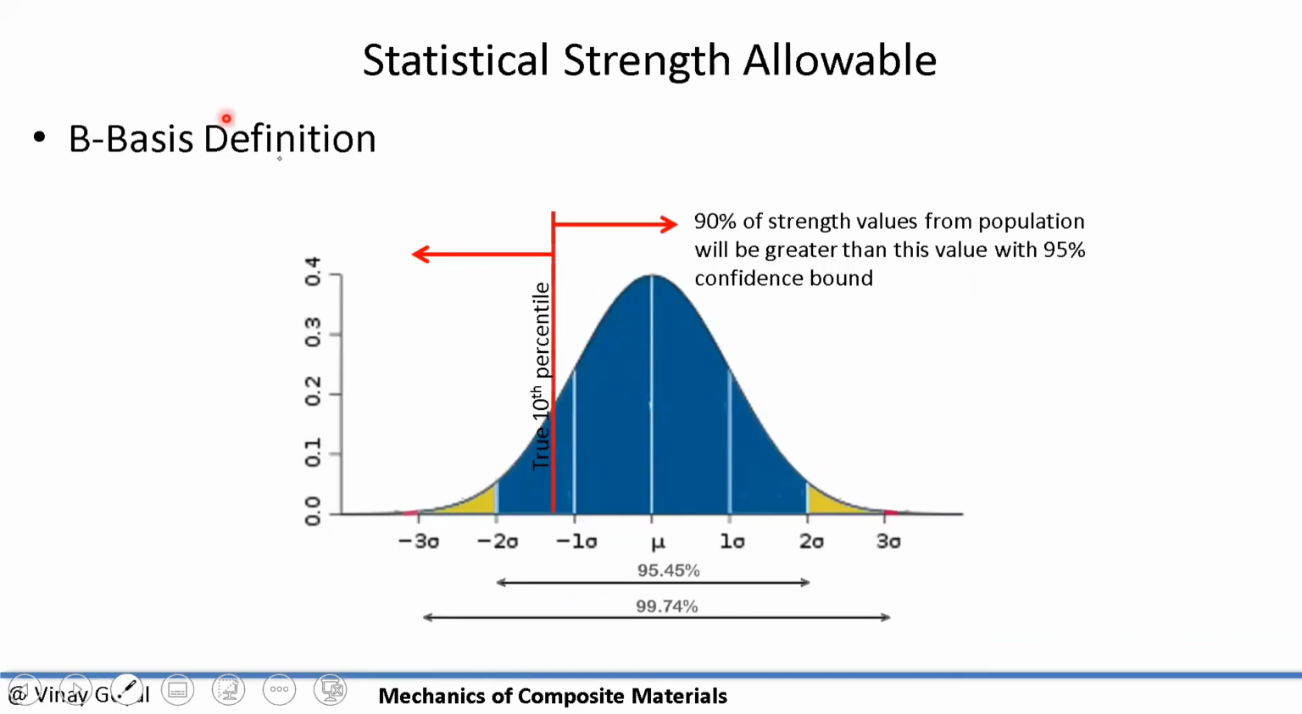So when I'm talking about B basis, your test data is going to have a normal distribution with an average here. Well, the 10th percentile is down here. You're designing for B basis down here. That's what it means.